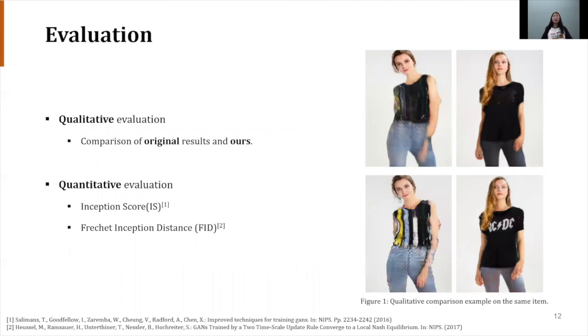Now, both qualitative and quantitative evaluation will be done on this project. The comparison of original results and ours, as you can see from the figure, will be done as qualitative evaluation. And for the quantitative evaluation, we'll use methods like Inception Score and Frechet Inception Distance, which are widely used metrics to measure the synthesizing performance of GAN, which is used in our network. It is to determine whether the synthesized image dataset is statistically similar to the real dataset.